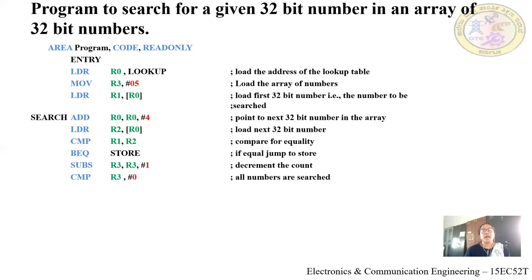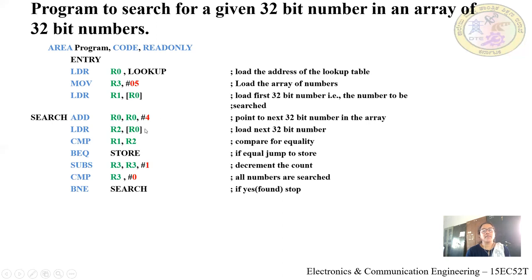Next, compare R3 with 0. So this has to be repeated till R3 becomes 0. First time subtraction 5 becomes 4, next 4 becomes 3. Until R3 becomes 0, the comparison continues. Branch if not equal to search. So if R3 is not 0, again we go back to the label search.